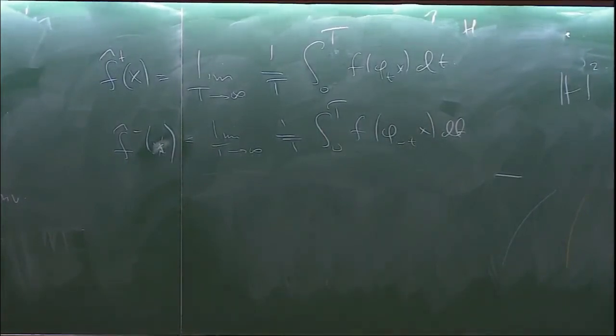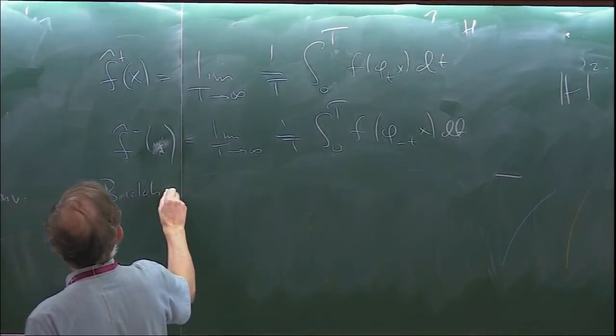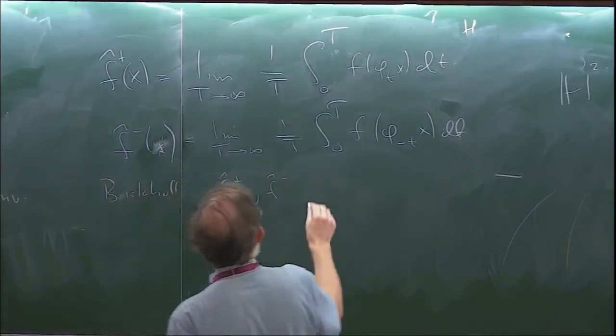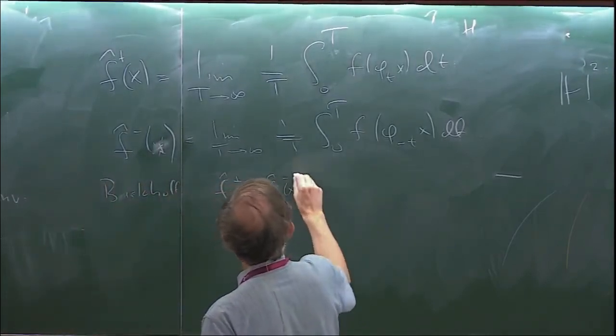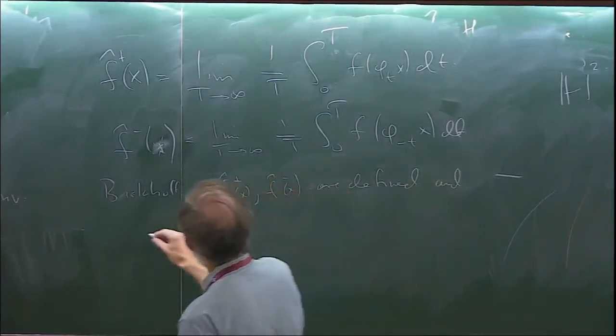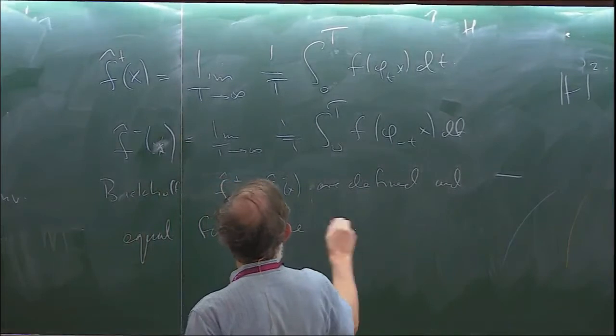Okay, well, just because I wrote the word limit on the board doesn't mean these things actually exist. And it's easy to cook up examples of orbits for which these averages just do not exist. And the importance of Birkhoff's theorem is that what Birkhoff says is f hat plus and f hat minus of x are defined and equal for μ almost every x.